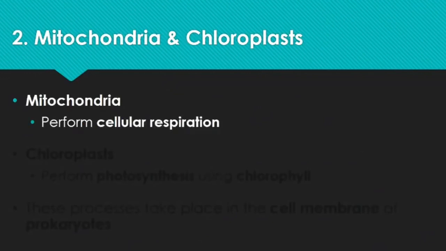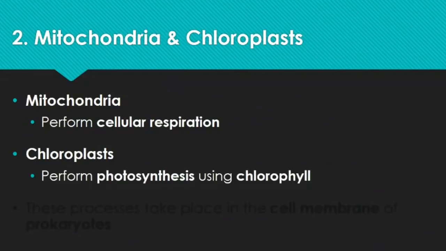Mitochondria are used in the cell to perform cellular respiration. They convert food molecules like glucose into ATP. Chloroplasts are used in cells to perform photosynthesis using chlorophyll. Basically, they collect light energy and convert it into food molecules.